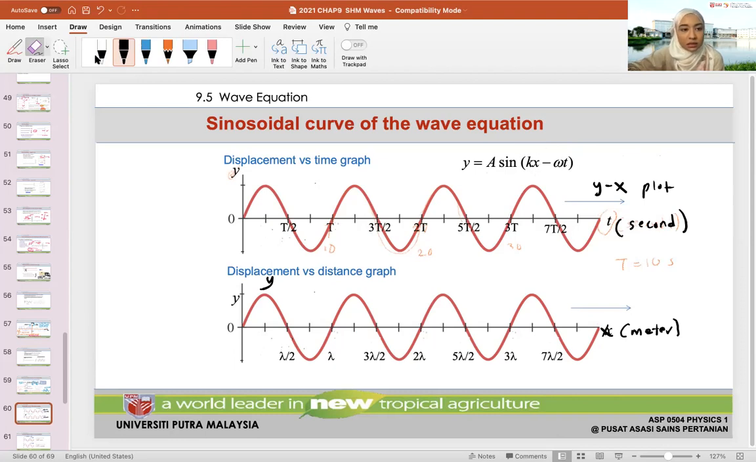When your x is equal to zero, you cancel this out. You plot your y-t graph. This is your y-t graph, y versus time. And then when your t is equal to zero, you cancel that out, you get y equals A sine kx, the y versus x graph. So you get two types of graph depending on what is equal to zero. For the y-t graph, your x is equal to zero. For the y-x graph, your time is equal to zero, okay?